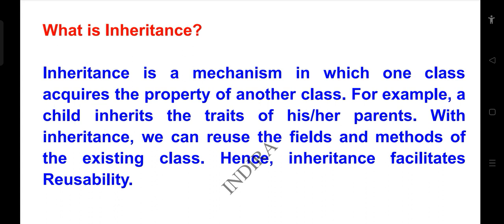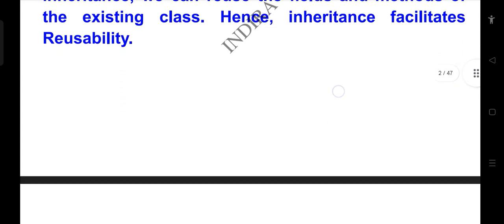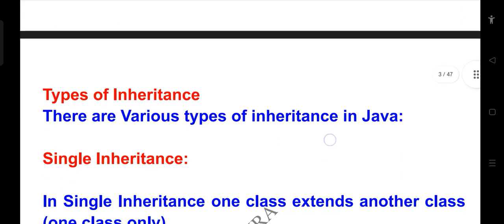The use of inheritance is that we can reuse the fields and methods of the existing class. Here the existing class is nothing but the superclass. By using inheritance, subclasses also use the fields and methods, since the superclass contains fields and methods. So this is the definition of inheritance.